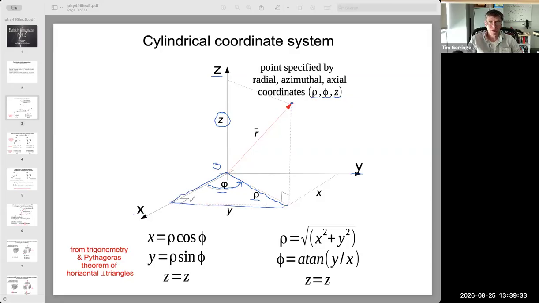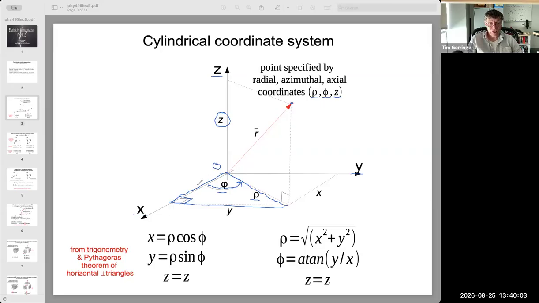Here it is, the right angle triangle that lies in the XY plane. Here's the right angle. Rho is the hypotenuse of it. X is the adjacent of it, adjacent to phi. And Y is the opposite of it, opposite phi.